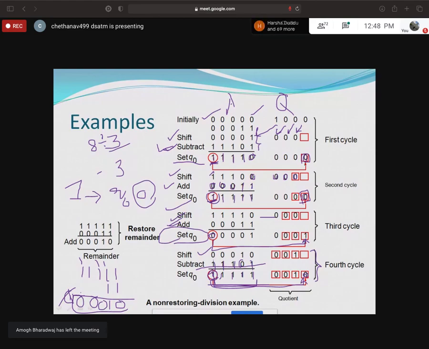So at last, for register A, you have to restore. Finally, after your cycles complete, you have to restore the value. Then only you will get the correct remainder value. Anyway, the quotient will be correct. For the remainder, I have added my divisor value so that I got the remainder correctly. Everybody understood? Not understood?